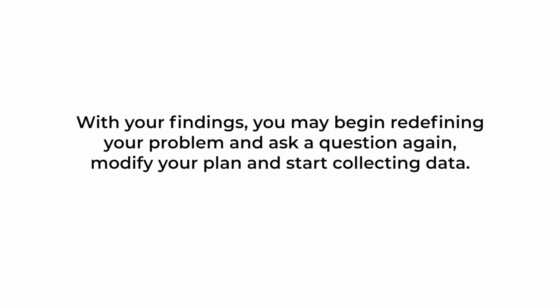You may have formulated your final conclusion and share the result of your study to your colleagues and other stakeholders, but the cycle does not end there. With your findings, you may begin redefining your problem and ask a question again, modify your plan, and start collecting data. This is the action research cycle. The continuous improvement goal moves you to continually looking for areas in your current practice to improve.